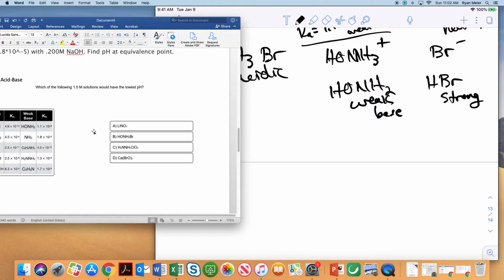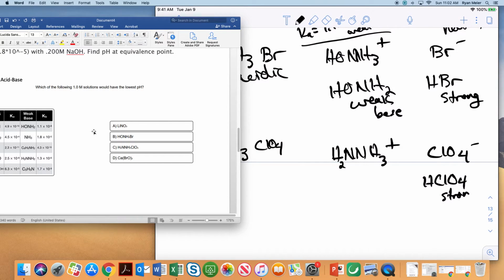For option C, I have H2NNH3ClO4. If I break this up, that gives me H2NNH3, and this is a plus, it's a cation, and we have the perchlorate, ClO4 minus. Again, for the anion, I think it's easier: just add a proton. That's perchloric acid, a strong acid, which means the conjugate must be a neutral anion.